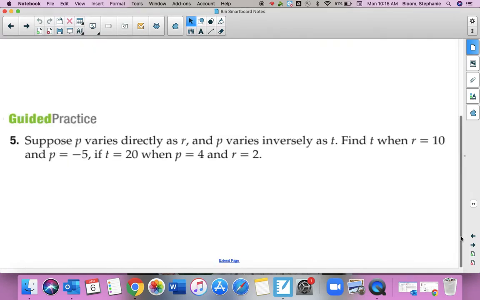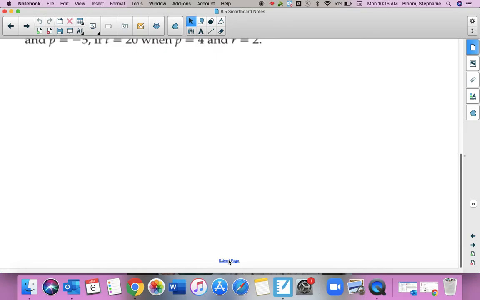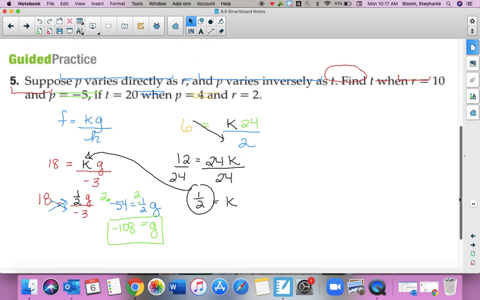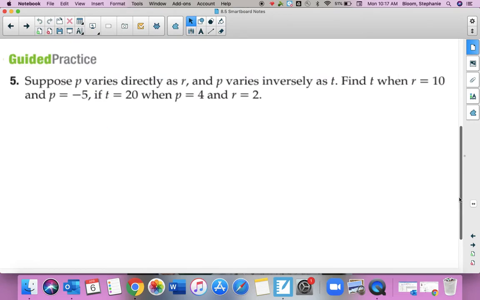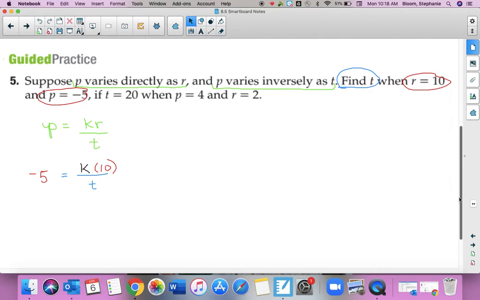Last example. Okay, let's erase this. Suppose P varies directly as R, so that's going to look like this, and P varies inversely as T, so my T is going to go on the bottom. We want to find T, so T is going to be left in the equation when R equals 10 and P equals -5. Okay, I don't know K, so I'm going to plug K right there.